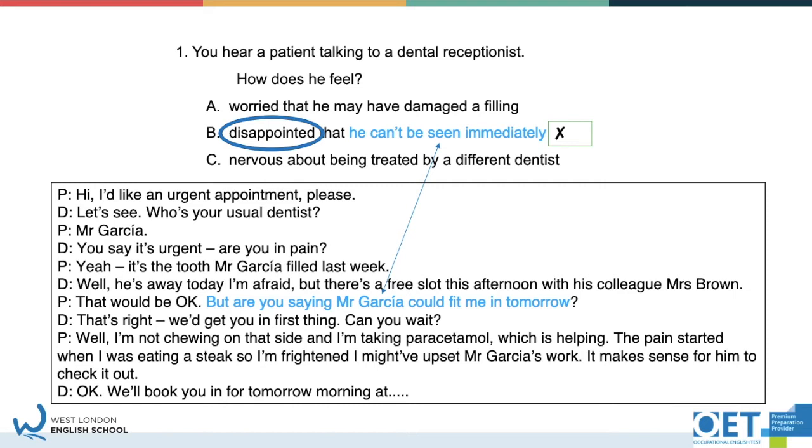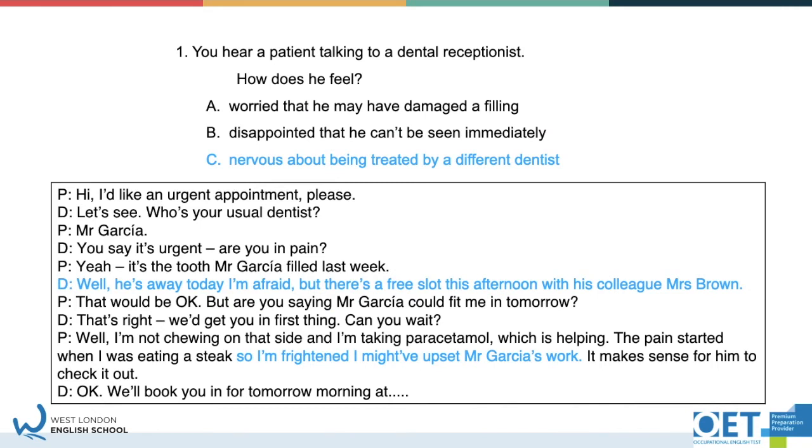And let's look at the other option. So it is true that the patient can be seen or may be treated today by a different dentist. We have this line here, he's away today, I'm afraid, but there's a free slot this afternoon with his colleague, Mrs. Brown. However, is the patient nervous about this? Well, no, because this line here highlighted, that would be okay. So the patient is saying, it's okay for me to be seen by Mrs. Brown, but I would be happy also to see Mr. Garcia tomorrow. So this can't be our answer either.